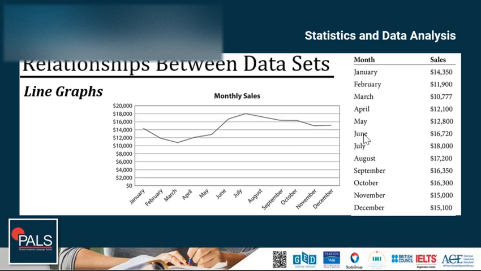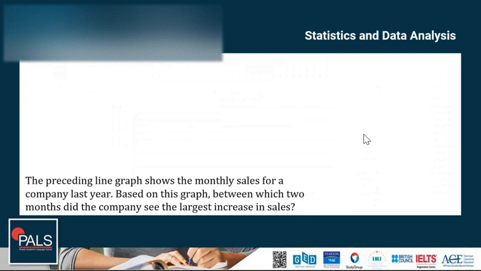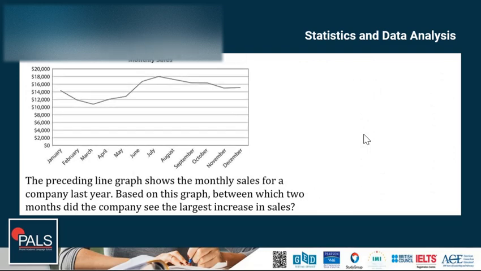And now, let's try an example. The preceding line graph shows the monthly sales for a company last year. Based on this graph, between which 2 months did the company see the largest increase in sales? The largest increase? The one with the steepest slope, which is May and June. So the answer is May and June.